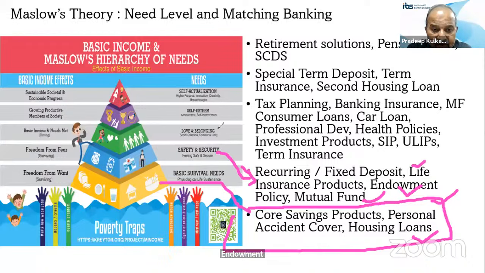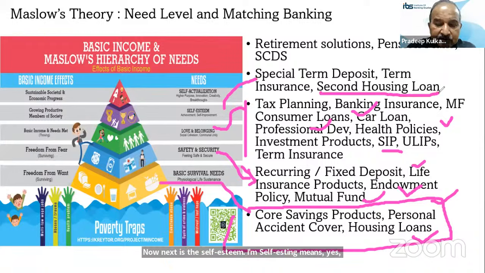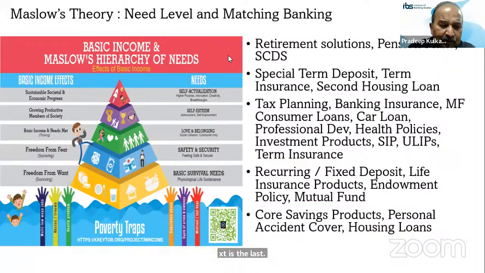Then third, you can see here. Now, see, he wants a car loan, professional development, health policies, and SIP also, because now he wants to have a circle where he can really discuss and talk. Now, next is self-esteem. And self-esteem means, yes, I am someone. So now I have two houses, second housing loan, term insurance. Like the next is the last, retirement solution, pension plan, everything done, 50 years plus over.